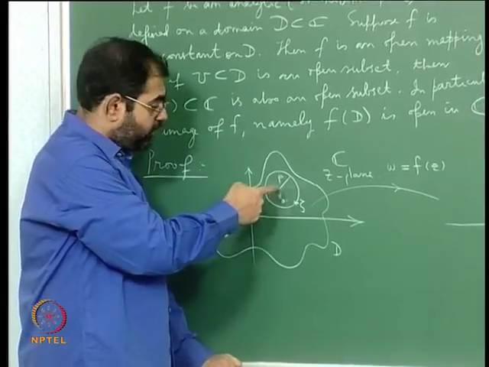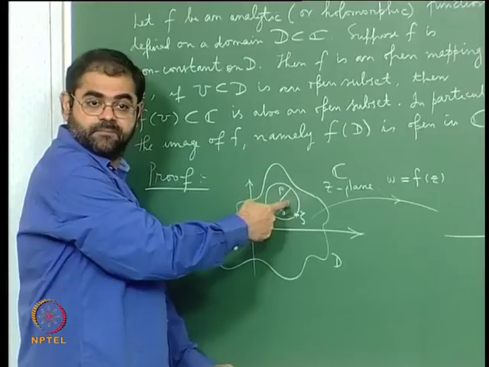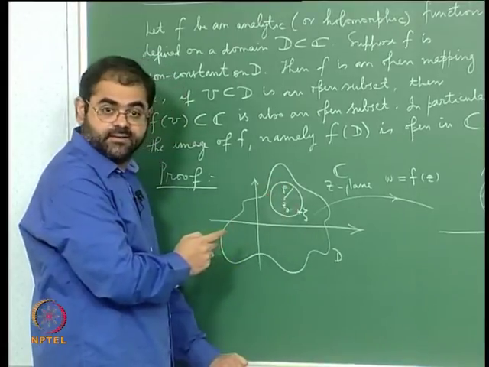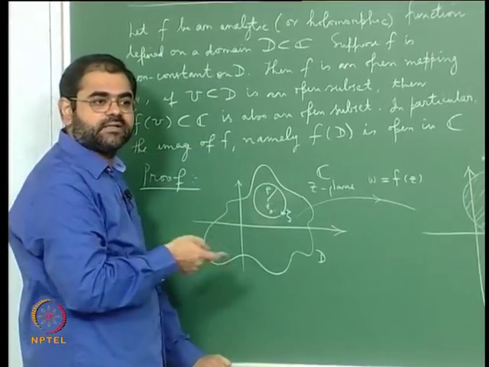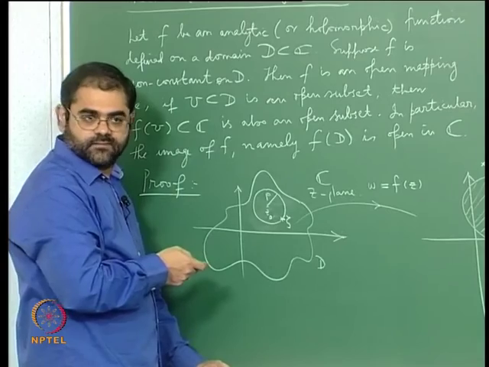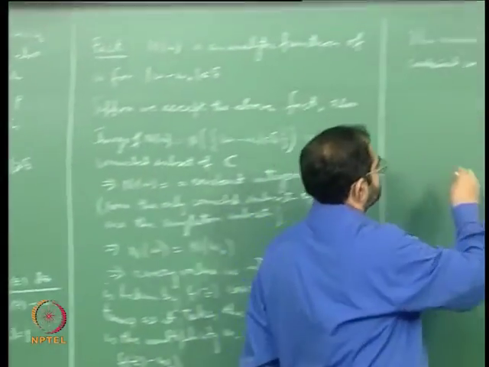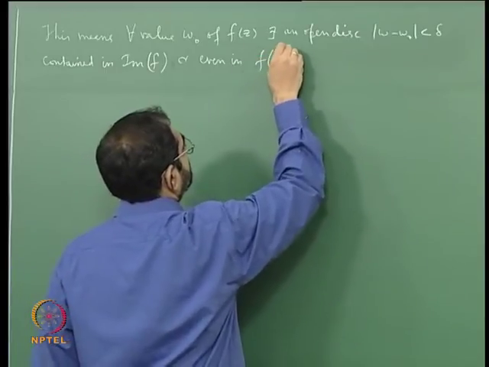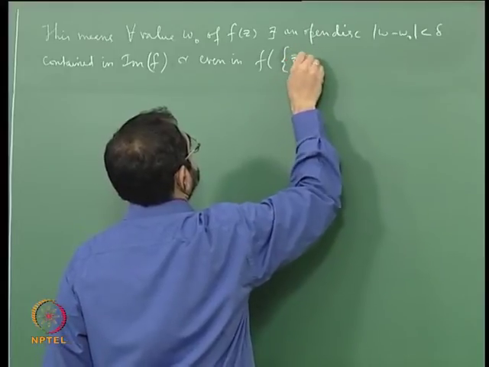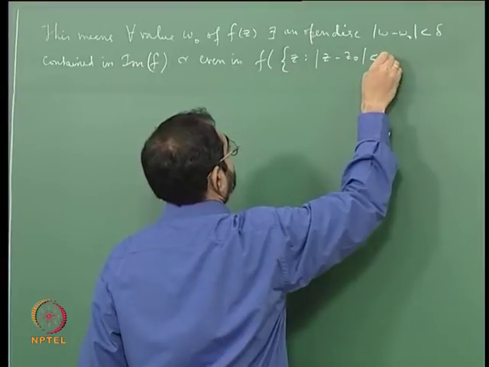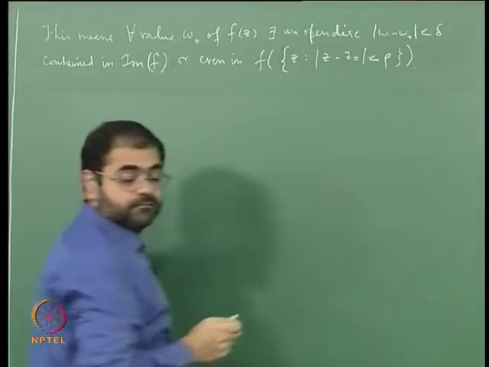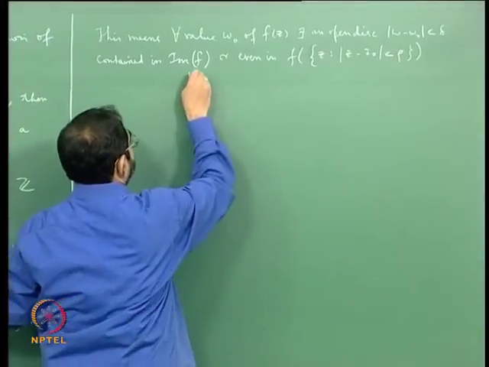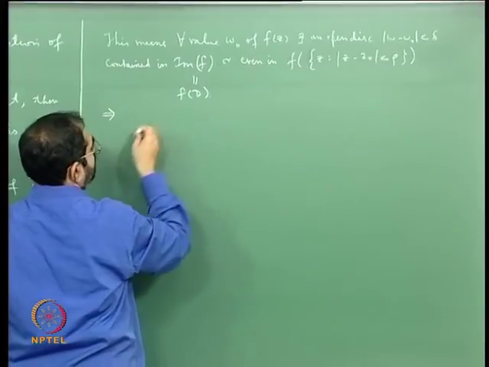So if you look at the function restricted to this open disk, there itself the function takes those many values. So in fact it is in the image of that disk, or even in f of the set of all z such that mod z minus z naught is less than rho. In fact, the image is inside this, which is of course a subset of the image of f, which is f of d.